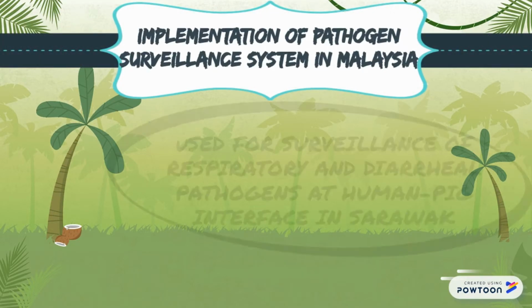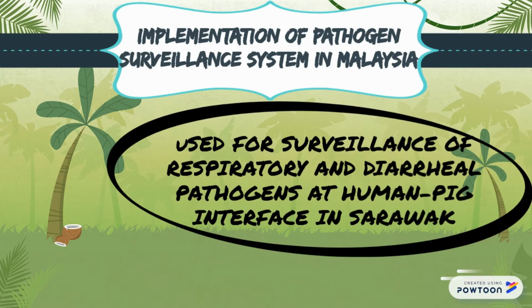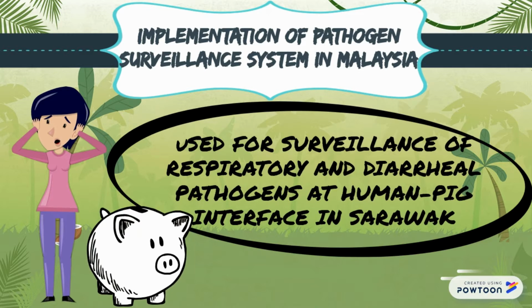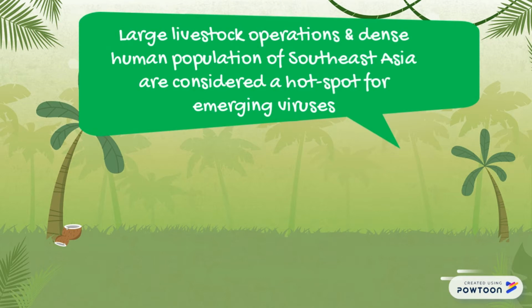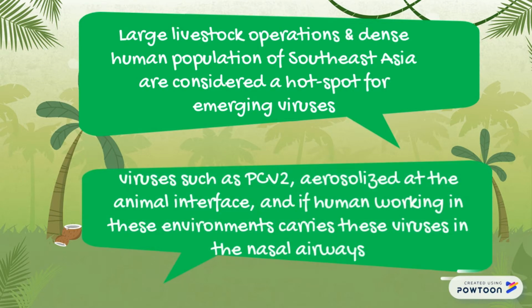Implementation of a pathogen surveillance system in Malaysia. The surveillance system is used for respiratory and diarrheal pathogens at the human-pig interface in Sarawak. Large livestock operations and the dense human population of Southeast Asia are considered a hotspot for emerging viruses. Viruses such as PCV2 aerosolize at the animal interface, and humans walking in this environment carry these viruses in the nasal airways.